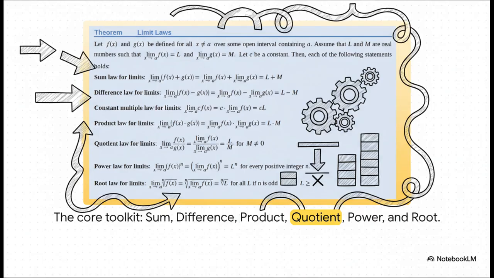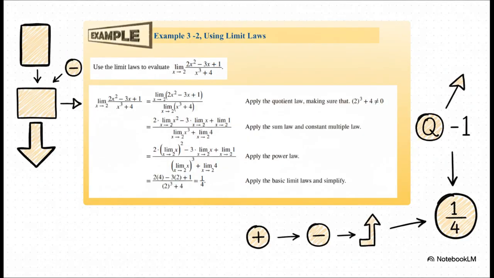So the limit of a sum is just the sum of the limits. Same for differences, products, and so on. There's one huge exception to watch out for, though, the quotient law. You can't have the limit of the bottom part, the denominator, be 0. That's a big no-no.